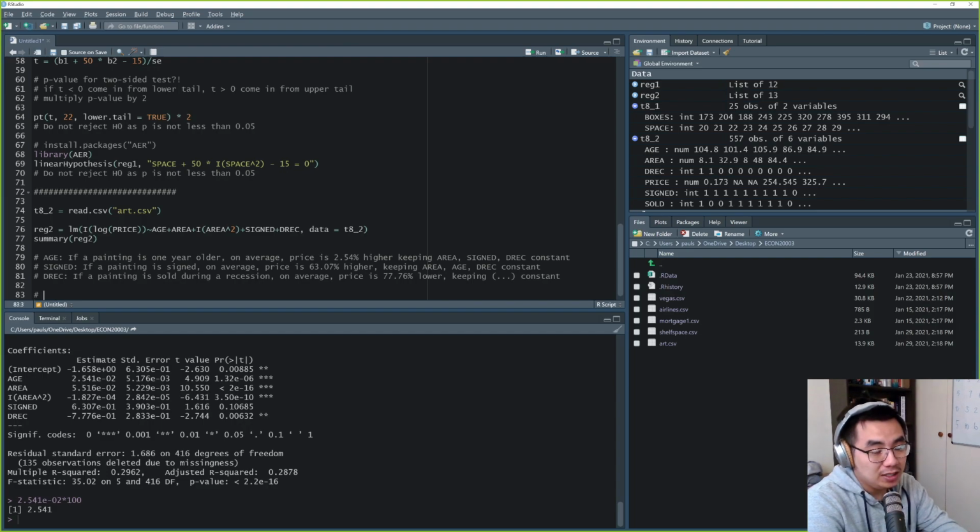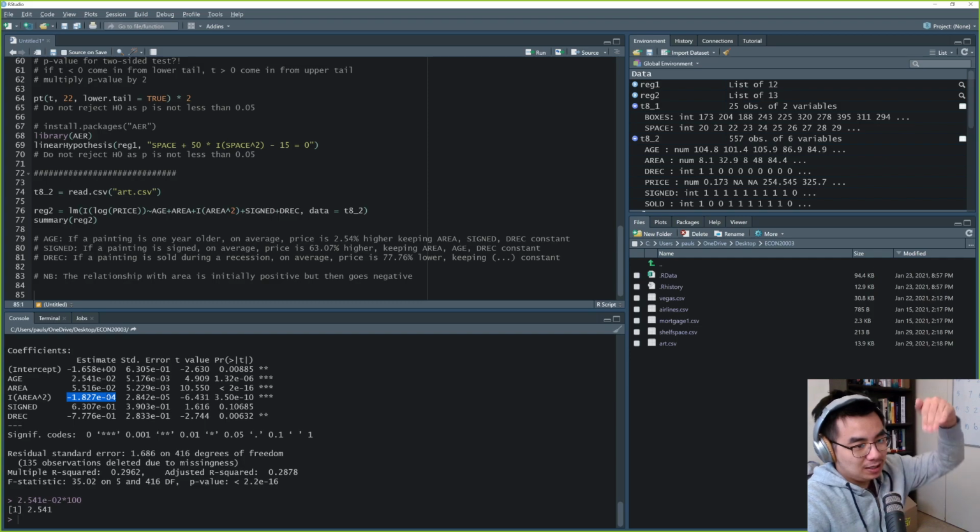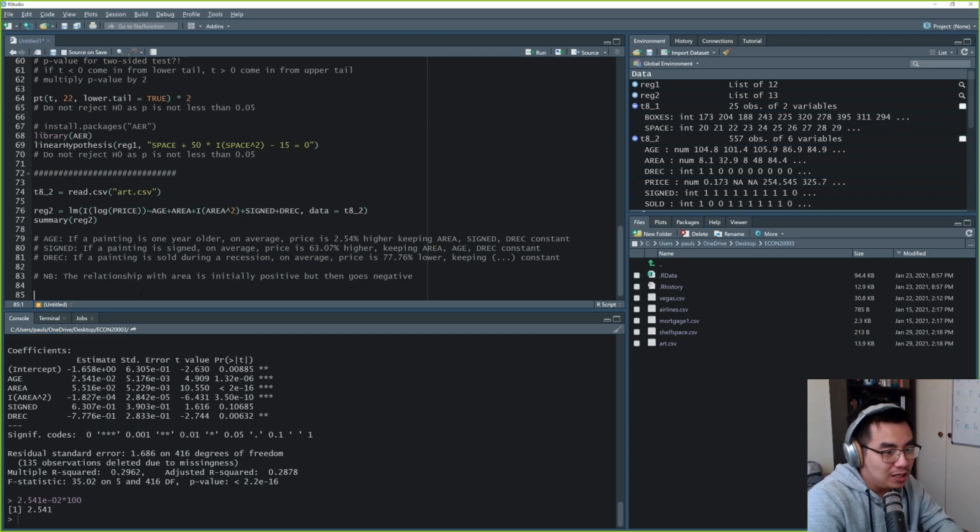Other thing I'll note here, it's beyond the scope of the question, but also note, just for interest's sake, that the relationship with area is initially positive, but then goes negative. How do I know that? Because the coefficient of area squared is negative, meaning that it's sort of a hump-shaped parabola, right? So it goes up and then goes down, okay? So it's something you can notice pretty quickly when you're looking at the output here.